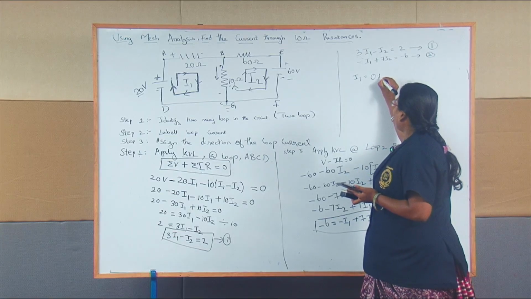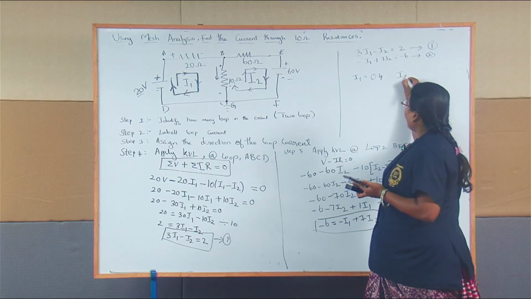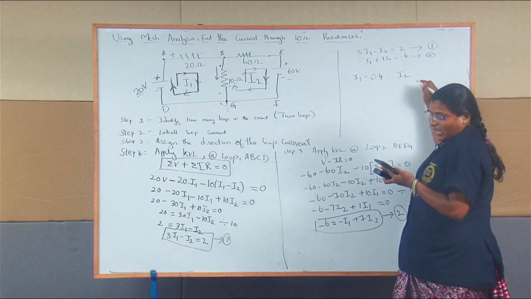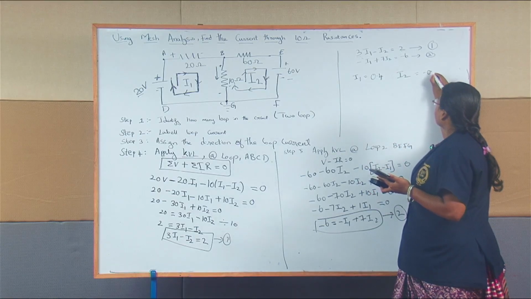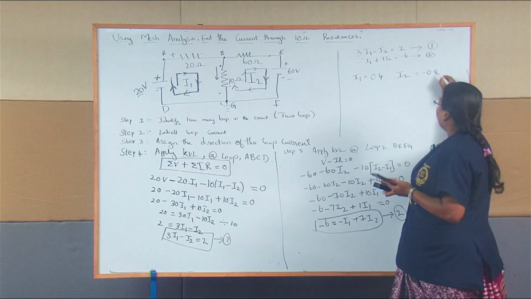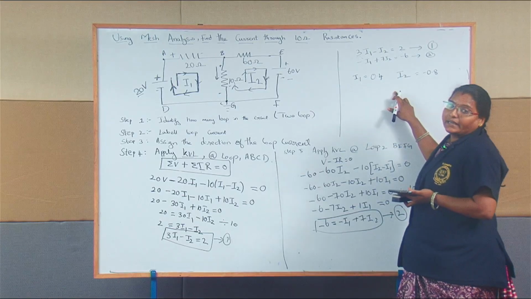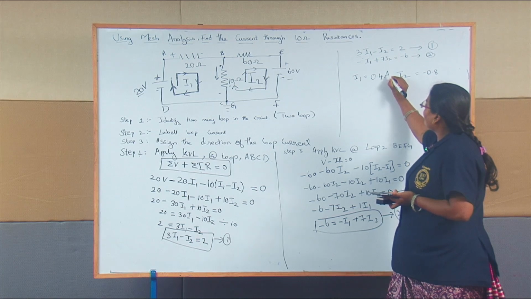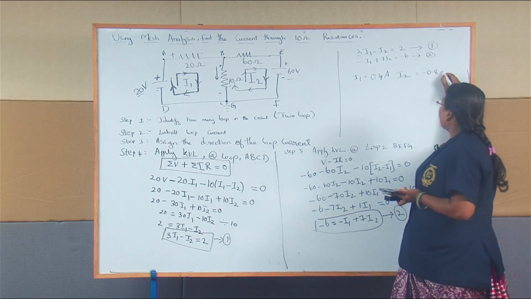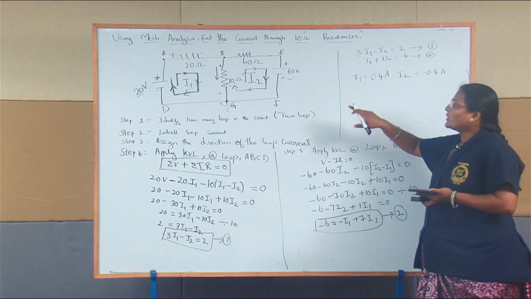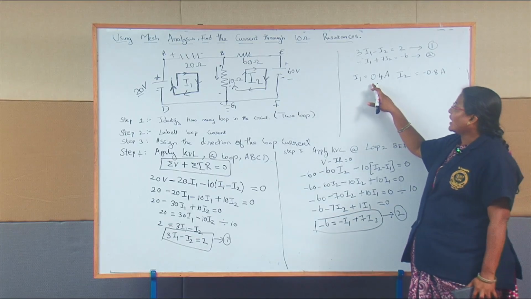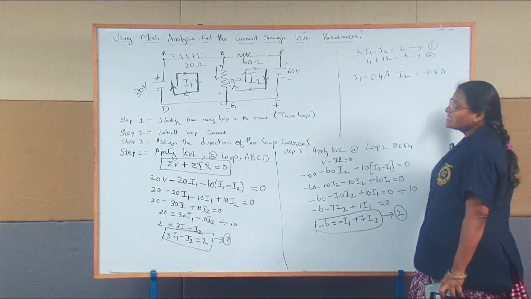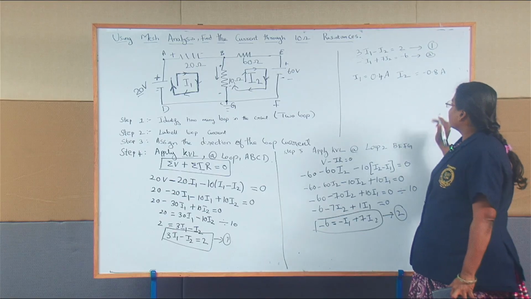So your I1 value is 0.4. If you press equal again, it will show your I2 value also. Here I2 is minus 0.8. So this is the current value of I1 and I2. You have to mention the unit of current as amps. So loop current 1 is I1 equal to 0.4 amps, and I2 equal to minus 0.8 amps.